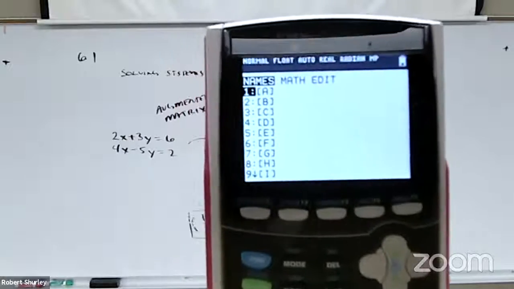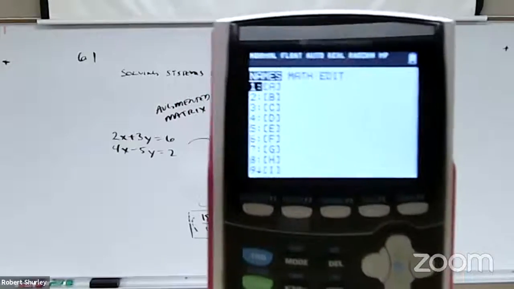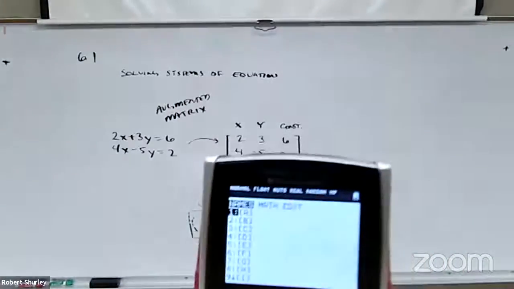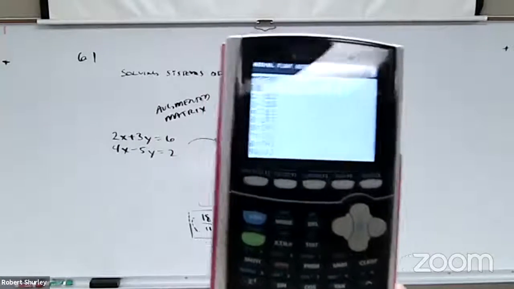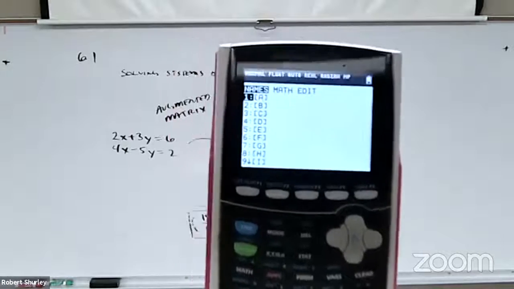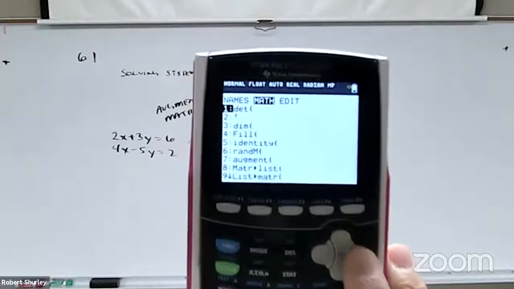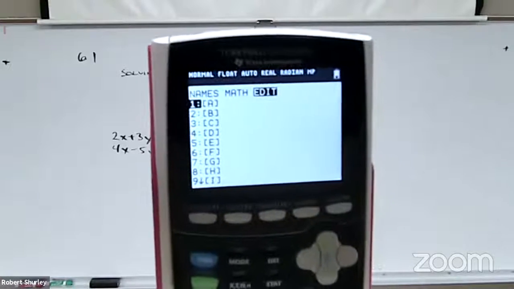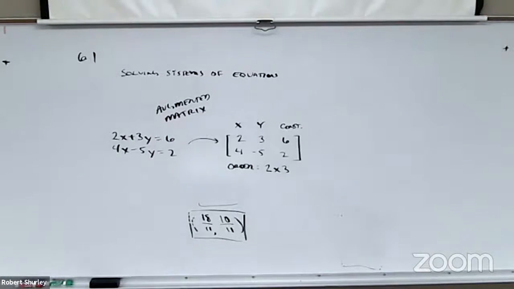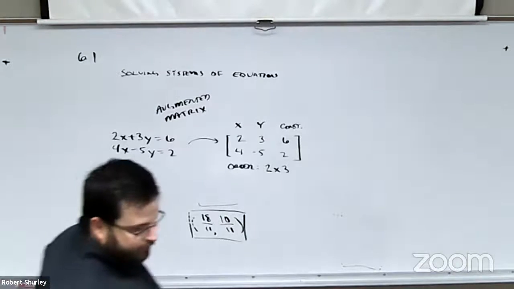You got names, math, and edit. So we're going to put this matrix right above the calculator into this calculator. And the way you do that, we're going to call it matrix A, but we're going to go over to edit. So hit over twice. And the very first option is A. So we'll call this matrix A. Why not?